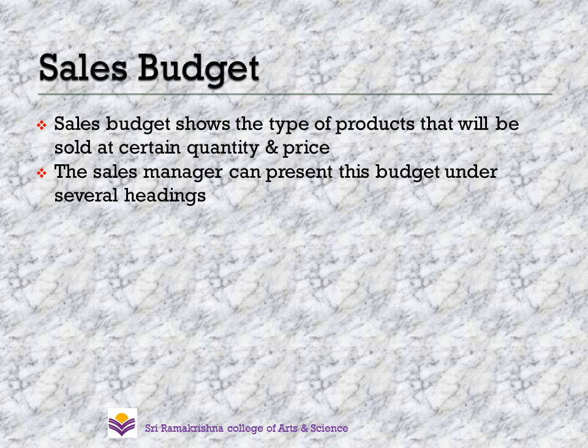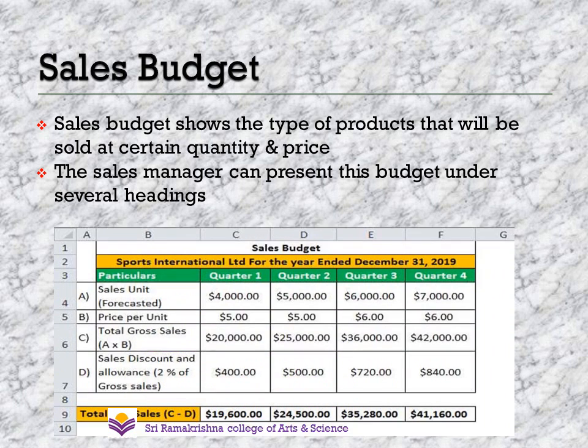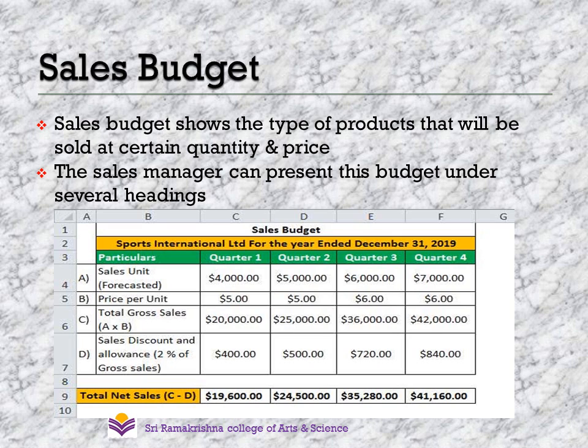So the sales budget shows the type of products that will be sold at a certain quantity and price. The sales manager can present this budget under several headings such as products, territory, salesman, and month, where the product shows separate sales estimates. The territory shows estimates of sales of different products for each territory. Salesman shows estimates for each salesman or officer in a territory. And month shows the comparison of each month separately.